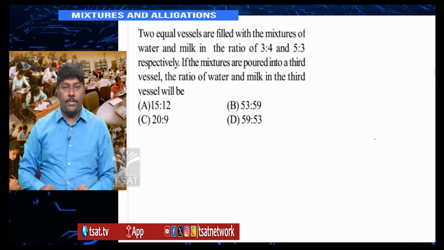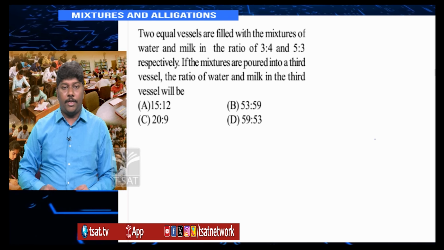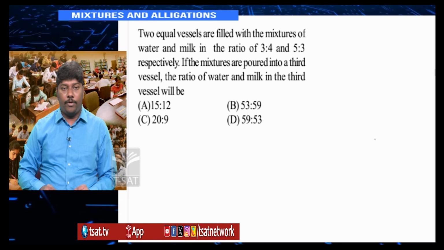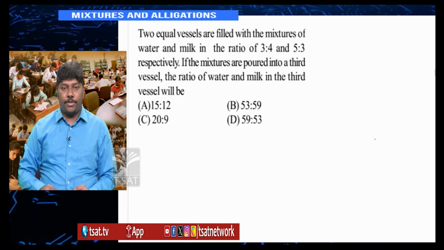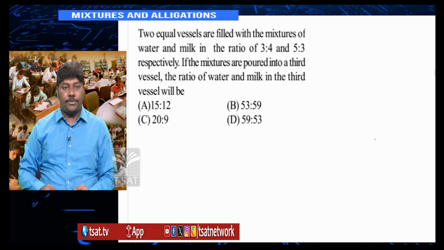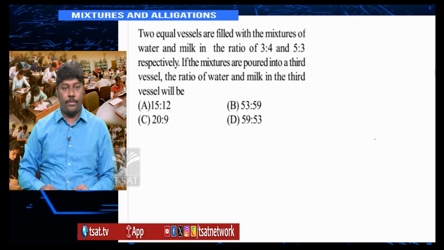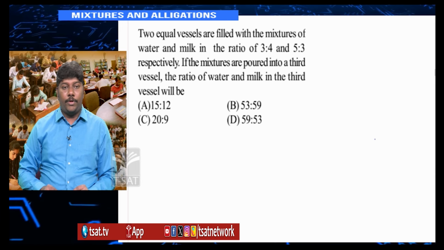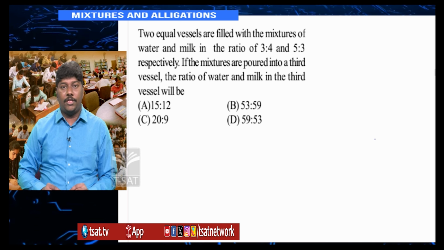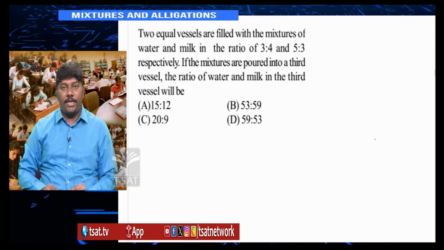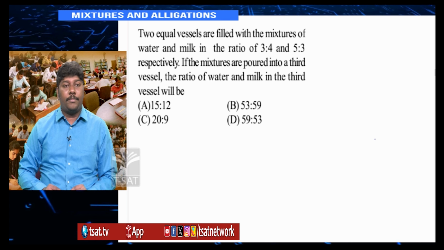Two equal vessels are filled with mixtures of water and milk in the ratio 3:4 and 5:3. So in the first one, water and milk in the ratio 3:4. In the second one, 5:3. Water and milk ratio is 5:3. If the mixtures are poured into the third vessel, instead of saying mixing, he is saying you are pouring these two mixtures in the third vessel. The meaning is you are mixing these two mixtures.